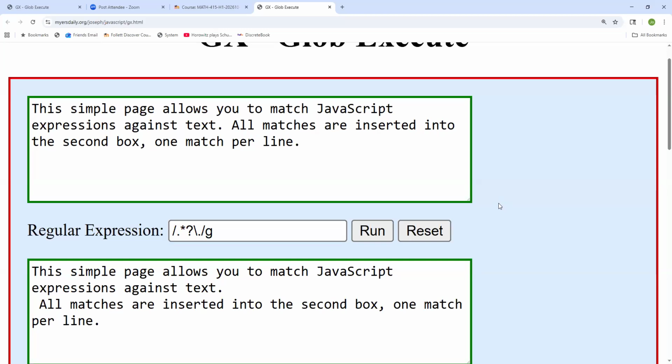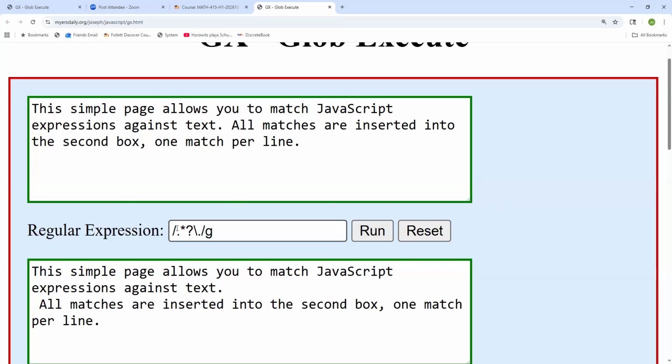Now notice the first match starts with the word this. The second match starts with a space. Why does the second match start with a space? Because the first match cuts off exactly at the period. So the second match begins with the space that is after the period. It doesn't begin really at the beginning of the next sentence. What could I add to the regular expression so that the next match would actually start with the word all instead of including the space in between the sentences?